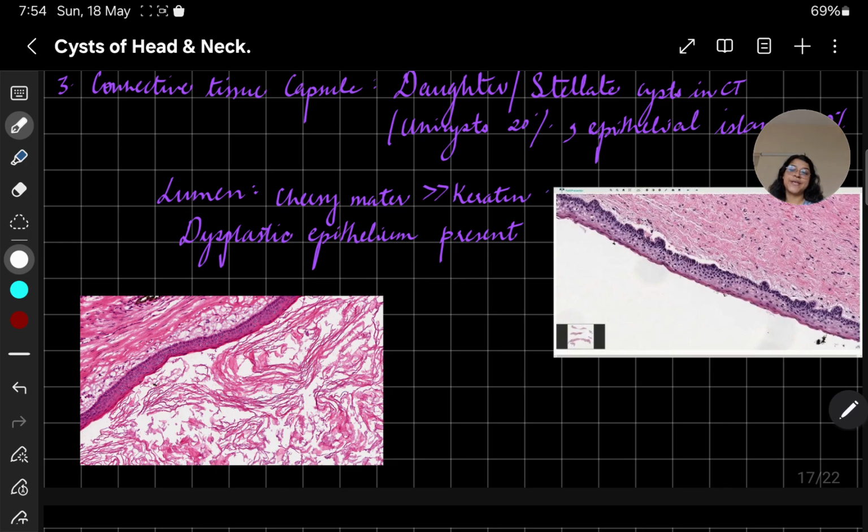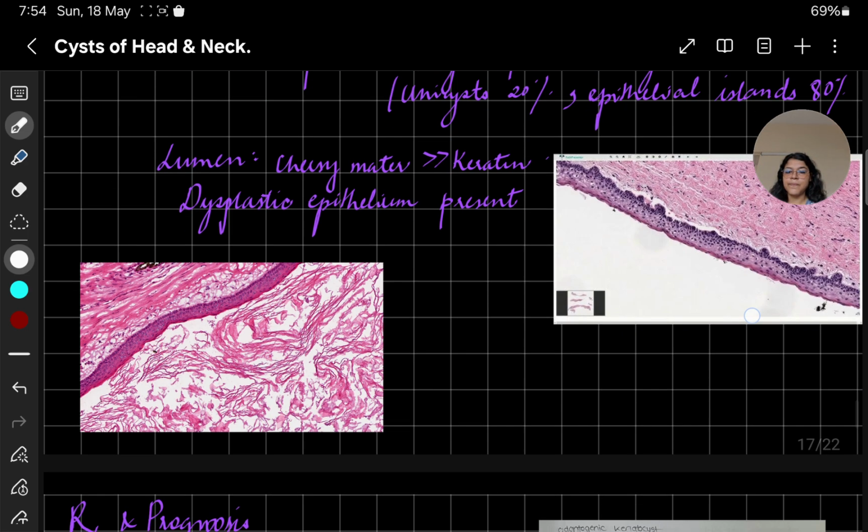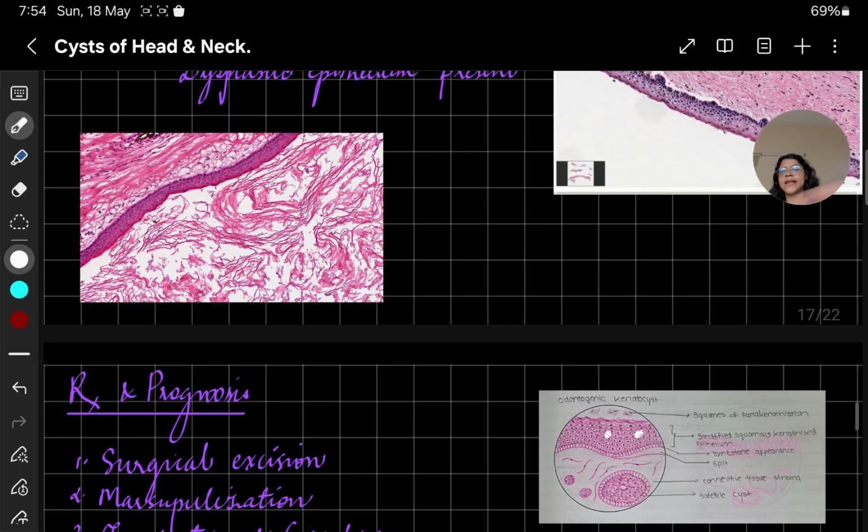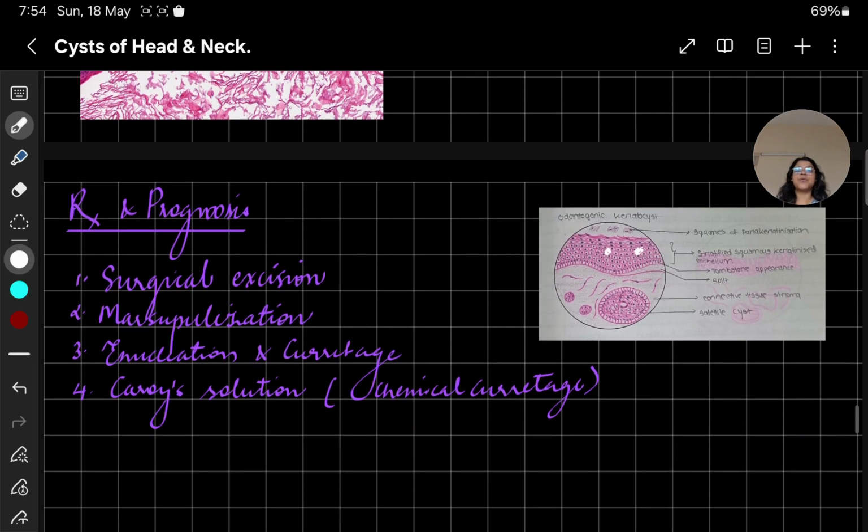Dysplastic epithelium is present also. Dysplastic is not appearing like an epithelium. Now we come to the treatment and prognosis.